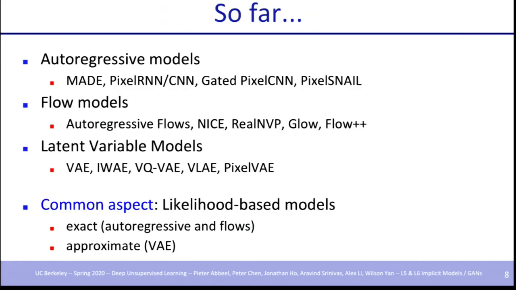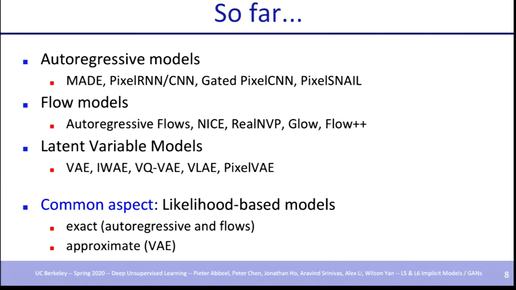So in terms of generative models and unsupervised learning, what we've seen so far is autoregressive models: MADE, PixelCNN, PixelRNN, Gated PixelCNN, PixelSNAIL. We've seen flow models, autoregressive flows first, then RealNVP, Glow, Flow++. We've seen latent variable models. That was last week. The common aspect here is that all of these are likelihood-based models.